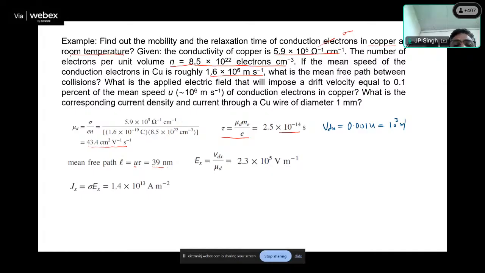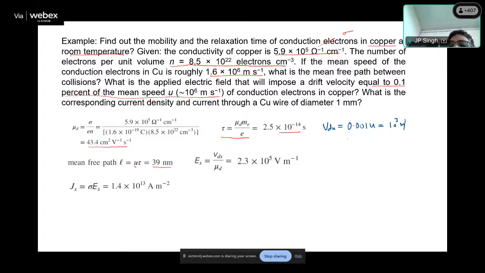So that comes out to be 39 nanometer, which is also a reasonable number. So these are numbers, so you can get some idea. But the next thing which I'm going to discuss with you a little bit, we have to be a little careful here. So the next question is, what is the applied electric field that will impose a drift velocity equal to 0.1% of the mean speed?